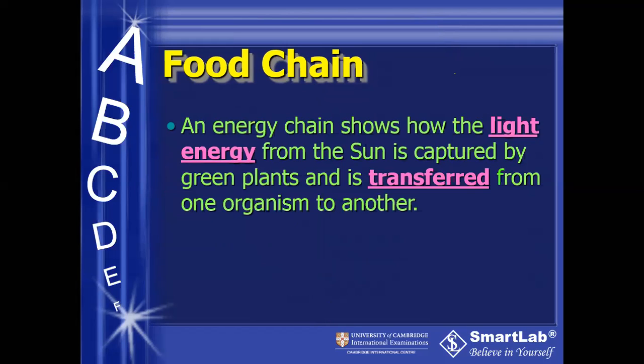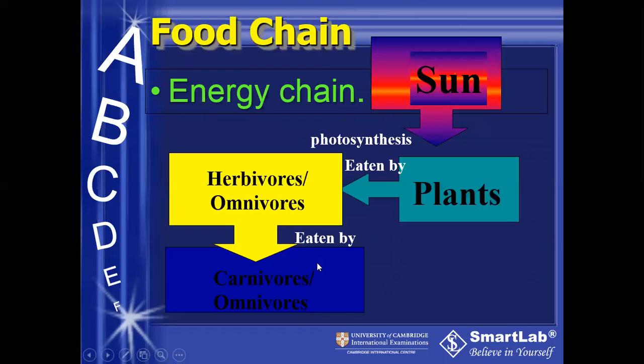This energy chain actually shows how light energy from the sun is captured by the plants and transferred from one organism to another. From this very simple flowchart, we can see that light energy from the sun is captured by the plants, which use the light energy to photosynthesize. So the food made by the plants is eaten up. When the plants are eaten by the herbivore, energy stored in the plants is transferred to the herbivore. And finally, when the carnivore feeds on the herbivore, energy stored in the herbivore is transferred to the carnivore.